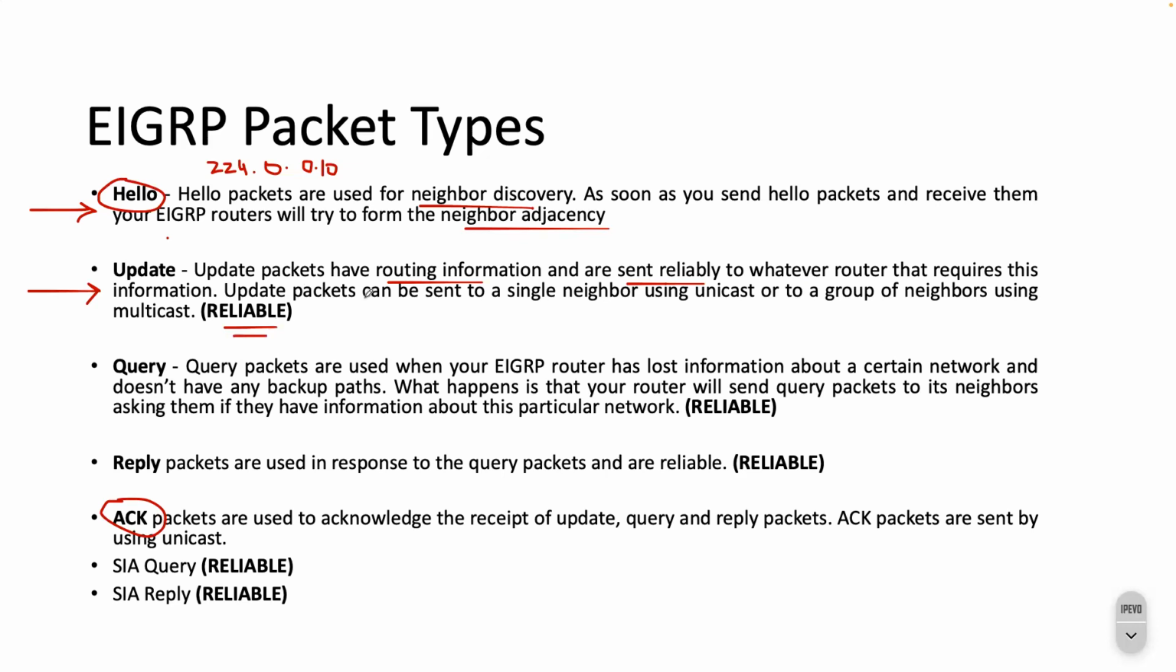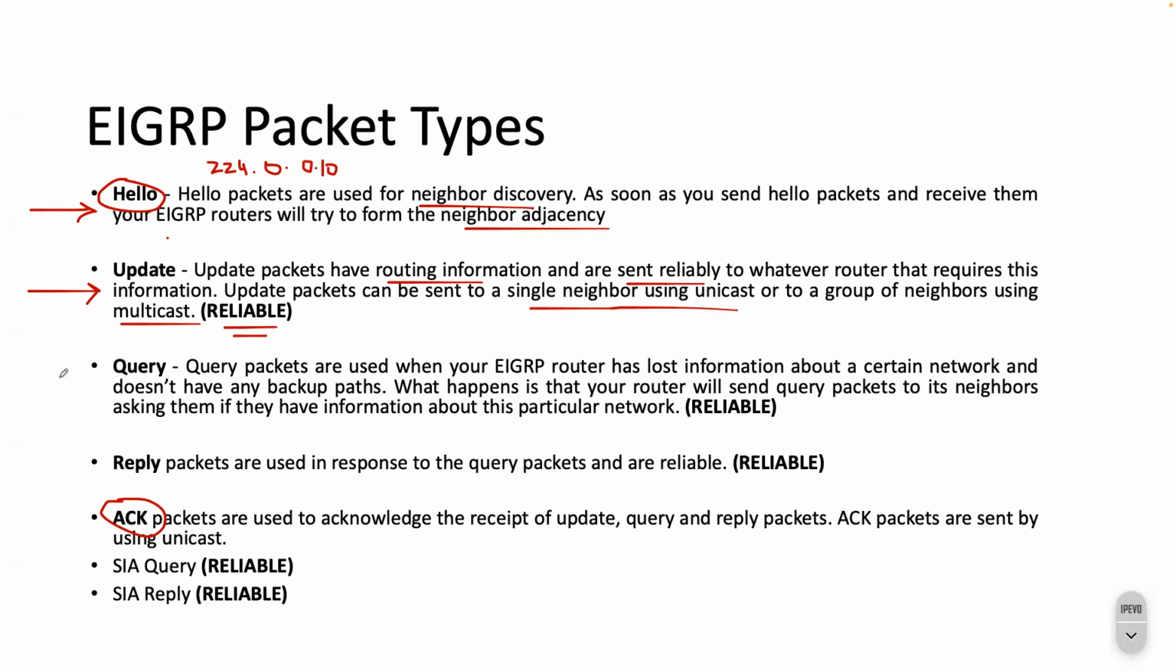Update packets can be sent to a single neighbor using unicast, or to a group of neighbors using multicast. Update packets can be complete or partial also. The first time they carry the complete routing info. After that you will be sending only partial updates, whatever change has been there in the network.